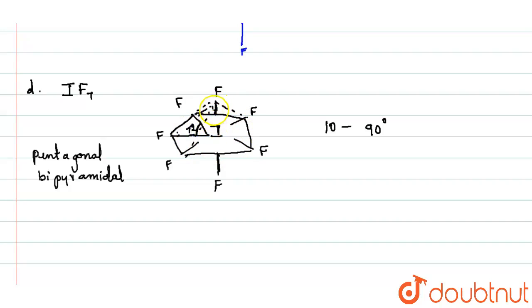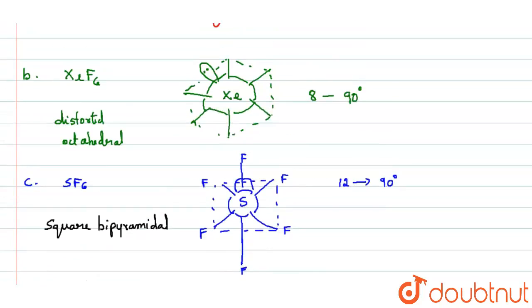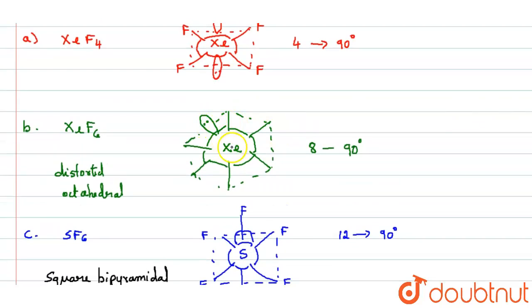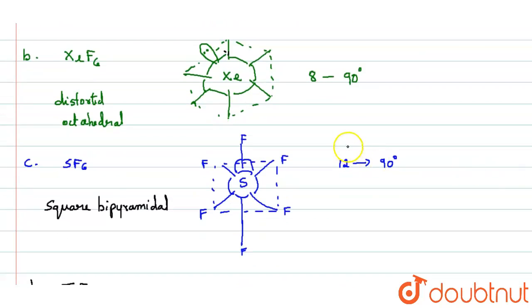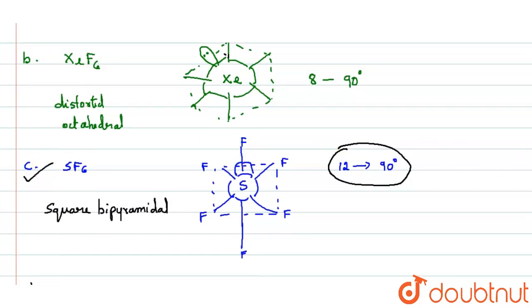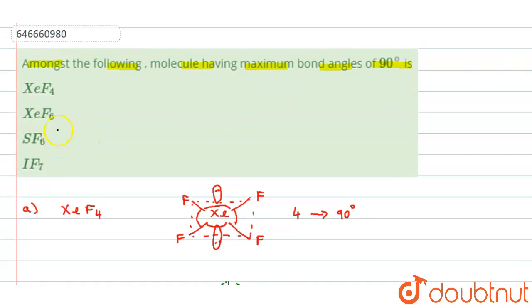So only from the top, this one is 90 degree. Similarly, this one is 90 degree. However, in the previous case we have a lone pair, because of which there are only 8. This one is repelling 1, 2, 3, 4, 5, 6, 7, 8, so on the plane there are 8 90 degree angles. So we can see the maximum in option C. The correct choice for the given question should be SF6, where it has 12 90 degree angles.